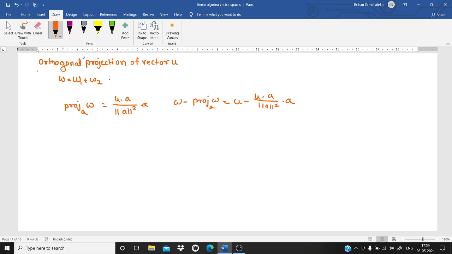We are going to discuss this in more detail with further topics, but whatever the discussion is going on, I'll try to discuss the same point here only, that is orthogonal projection of vector u. Now we are coming to our actual discussion, that is orthonormal basis. That is our very important point.